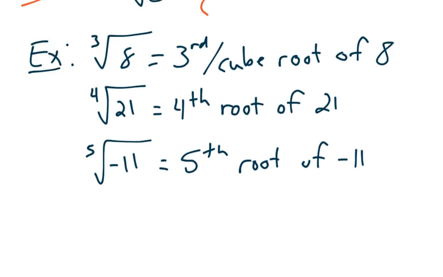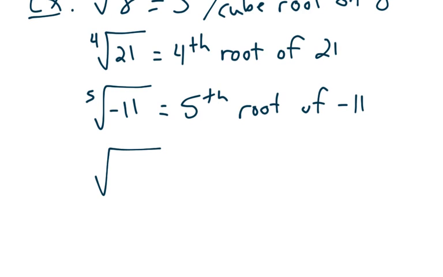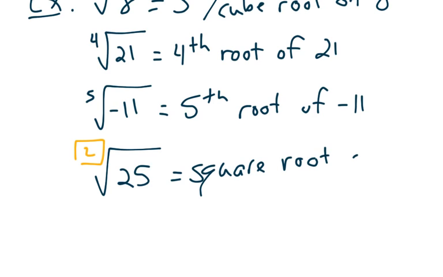If there's not a number here, like what we normally think of, if there's not a number in this area, we assume that it's a 2. It's automatically assumed that it's a 2 unless there's a number already there, like the 5. If there's not a number in that area, then we assume that it's the square root. So this is the square root or second root, square root of 25.